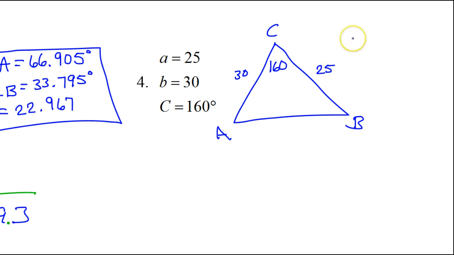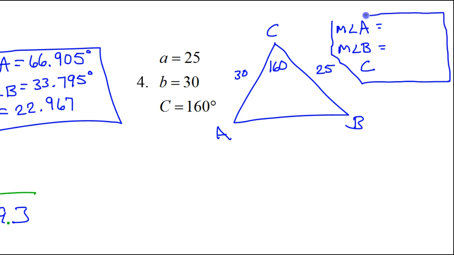Now, what are the pieces of information that we need to find? We need to find the measure of angle A, and we will need the measure of angle B, and we will need the length of side C. Okay, so once we find these three things, we will have solved the triangle.